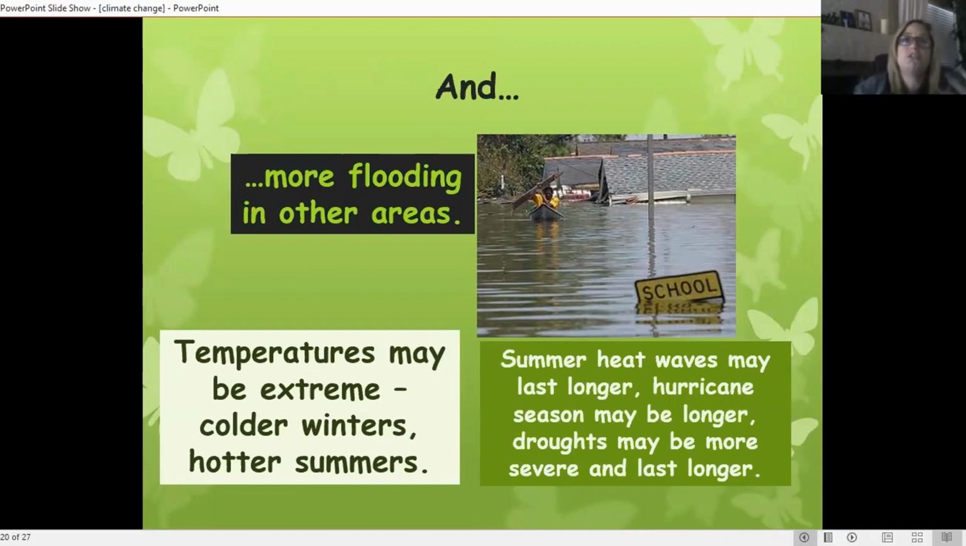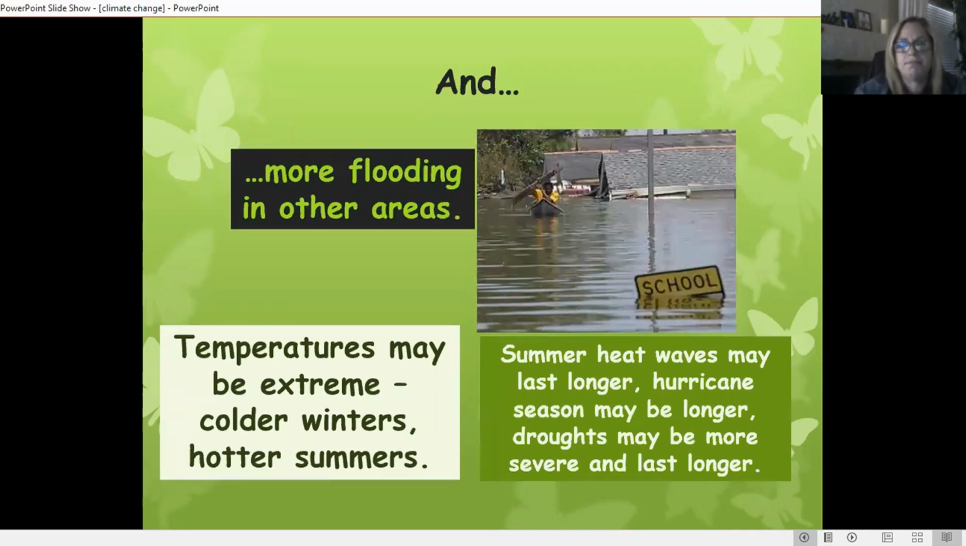So if we don't control global warming, this climate change, they're saying our temperatures could go even higher. So summer heat waves may last longer than normal. We really don't want that here in Arizona. Hurricane season may be longer. Droughts may be more severe and even last longer than they already are.